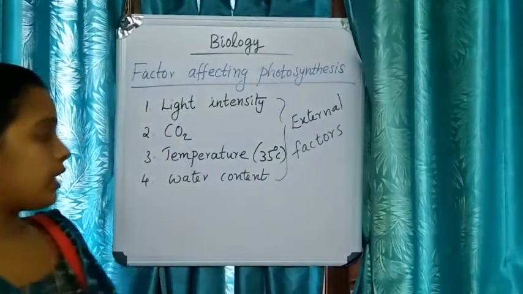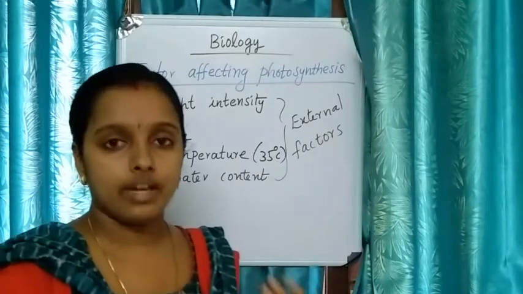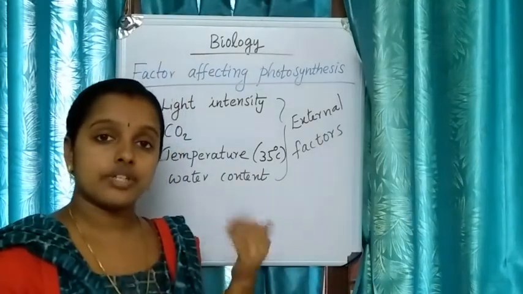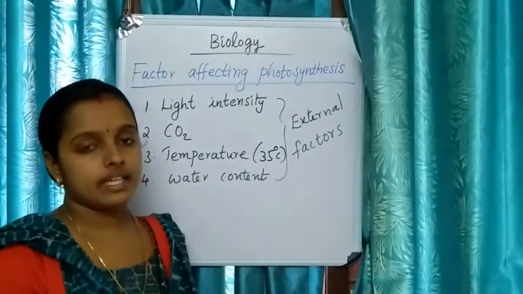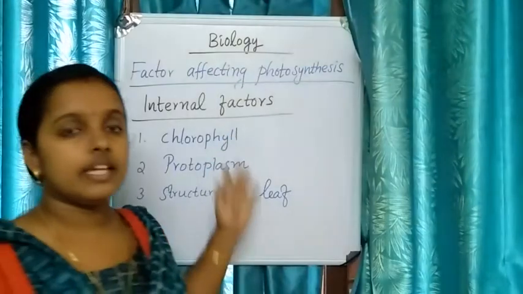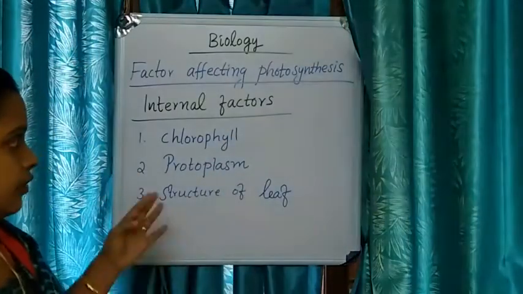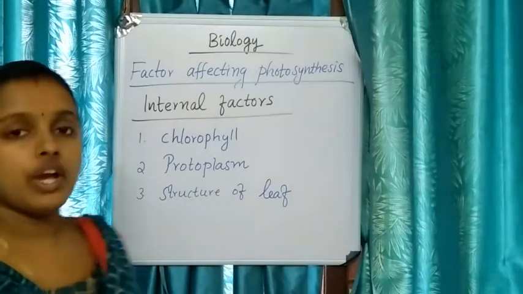The next one is water content. Water content is an important one. If the soil doesn't have enough water, or if the transpiration rate is high, the photosynthesis rate will decrease. Next one is internal factors. These are the internal factors which are affecting photosynthesis: chlorophyll, protoplasm, and structure of leaf.